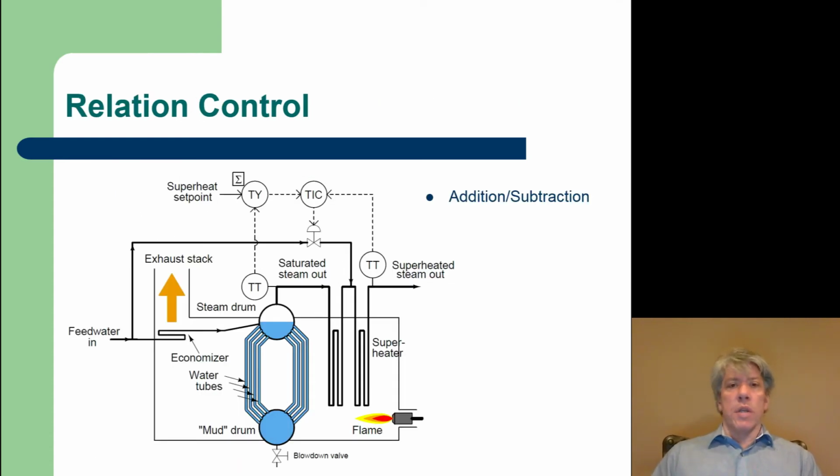Relation control is not ratio control. Ratio control is either multiplying or dividing one signal in order to determine what another flow, for example, should be.